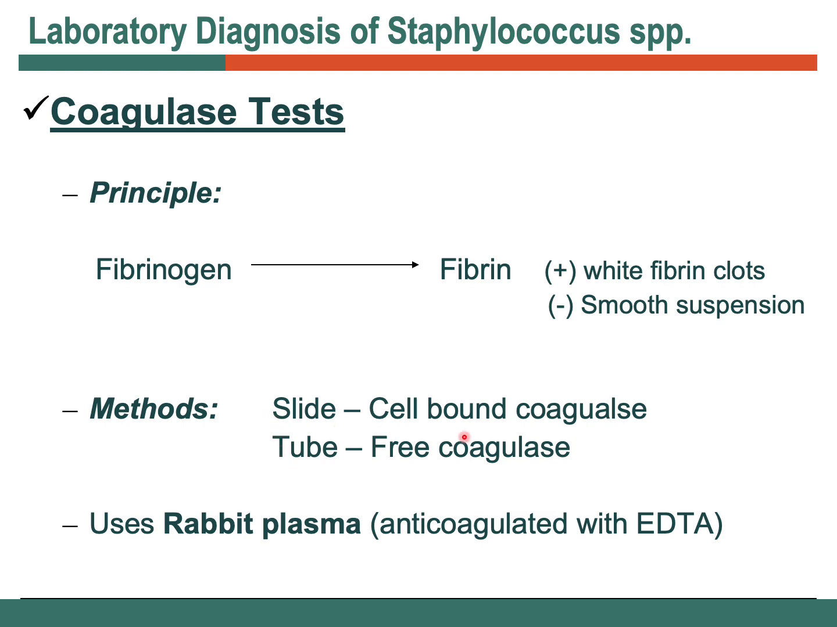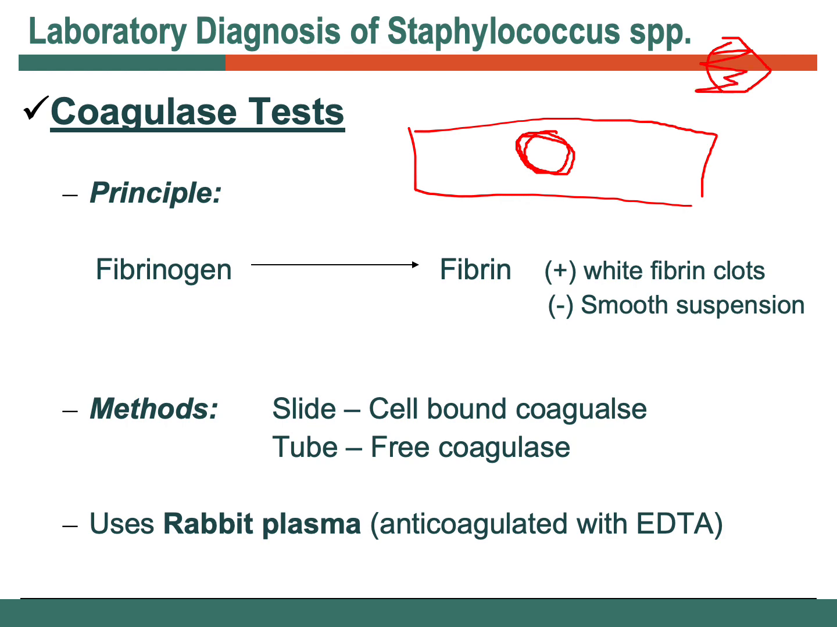The slide method detects cell-bound coagulase. So if you have a slide, for example, this is your slide, you place there 3 drops of plasma, and you get a pure culture. This is your Staphylococcus. You get colonies onto the slide, and then you mix. If you see fibrin formation or agglutination, then that is positive for coagulase. But if the mixture is smooth, you will see there is no agglutination, then that is negative.